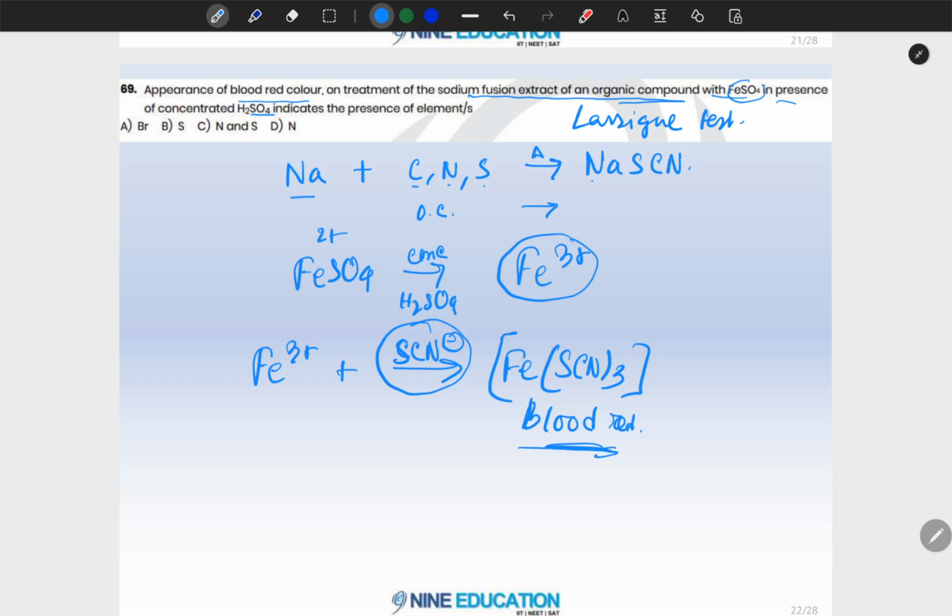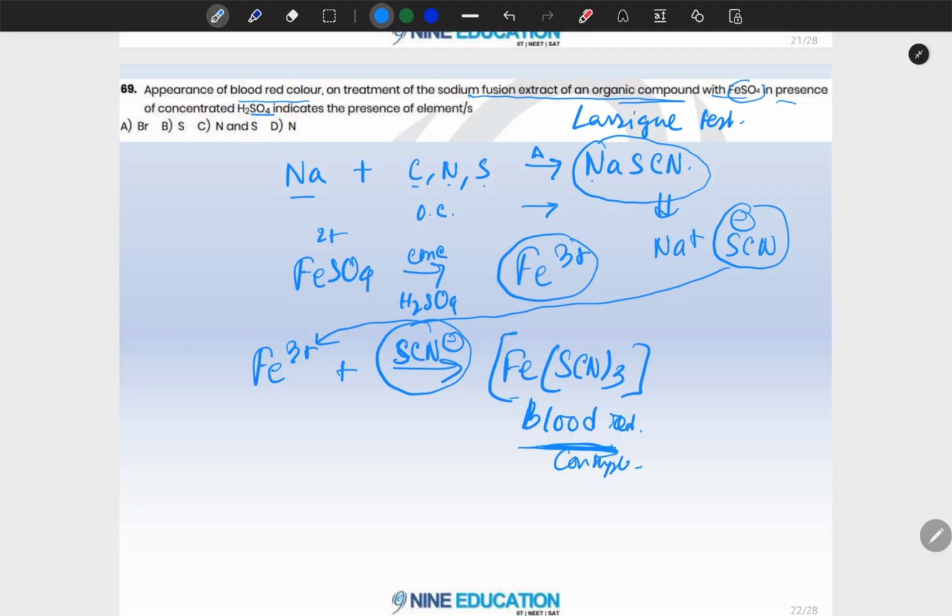We need to add sodium to any organic compound, then only the covalent bonds will be converted into ionic bonds. So this is the ionic compound that I am getting. It will split into Na+ and SCN⁻. We are getting thiocyanate ion. This thiocyanate ion will react with the Fe3+ and result in the formation of this blood red color complex, right? So it indicates the presence of nitrogen and sulfur elements. So that's why option C is the correct answer.